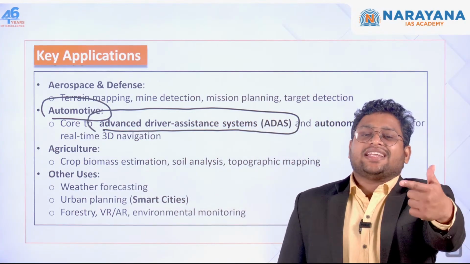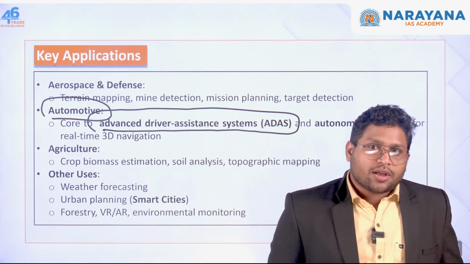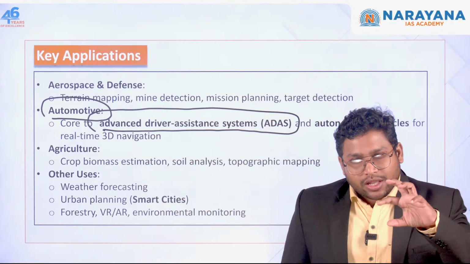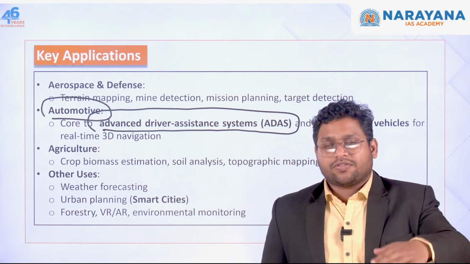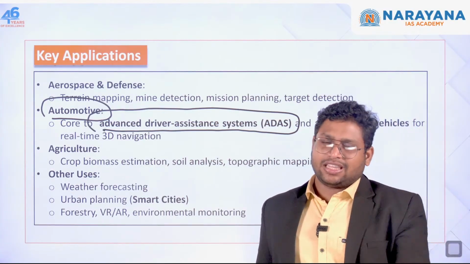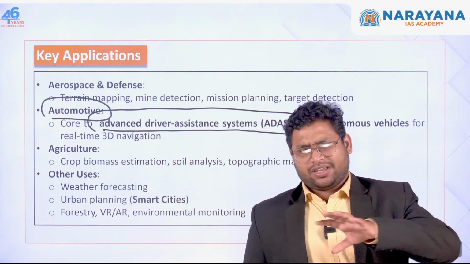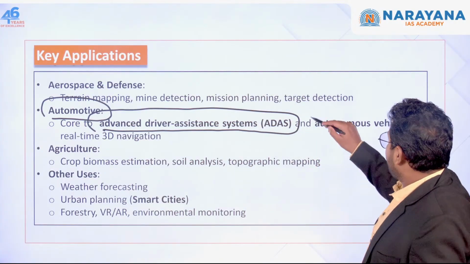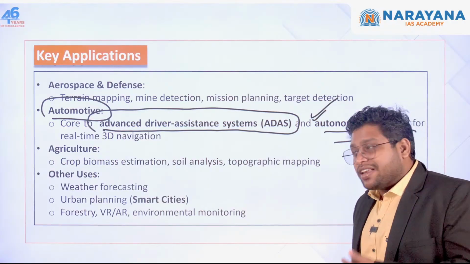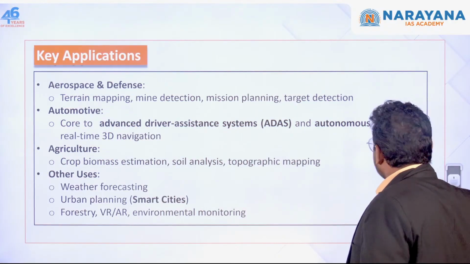It will understand exact topography, exact terrain, exact particles, whether there's a human being, animal, or road, everything will be provided. So for autonomous vehicles, this will be very helpful. Similarly, there will be applications in agriculture. For crop biomass estimation, analysis of soil, you want to know the topography of your entire agricultural field, all that can be done.